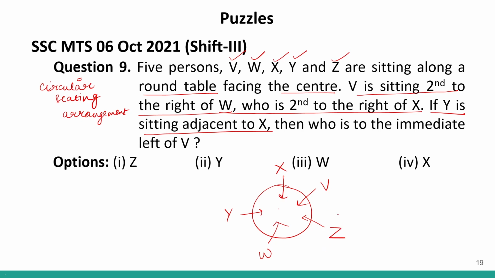Now that I have placed Z, we have to answer who is the immediate left of V. So this is my final arrangement. Correct? Who is to the immediate left? To the immediate right. This will be the right direction. We have X. And to the immediate left of V, we have Z. So my answer will be option number 1, Z. Clear? Option number 1, Z will be my answer.